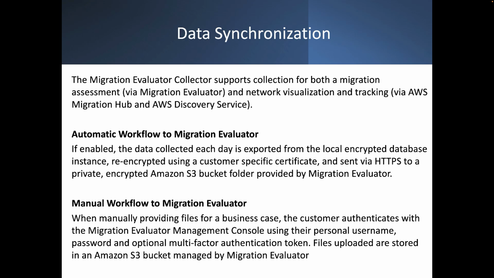Let's say you already have data in Excel or somewhere. Then all that information is pushed into the Migration Evaluator management console, right? You upload them manually to the management console. Still those files are saved in an S3 bucket and managed by Migration Evaluator. So at the end of the day, it doesn't matter whether it is automatic or manual, the files are still stored in an S3 bucket within your AWS account. So that's the data synchronization, and that's for the collection of infrastructure data.